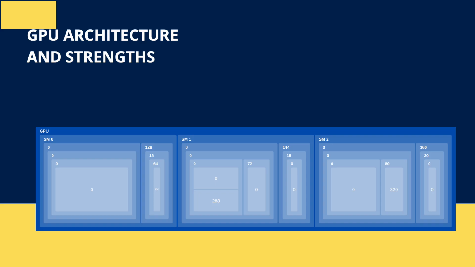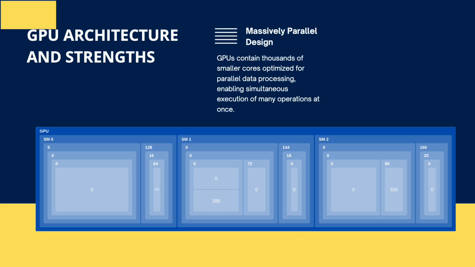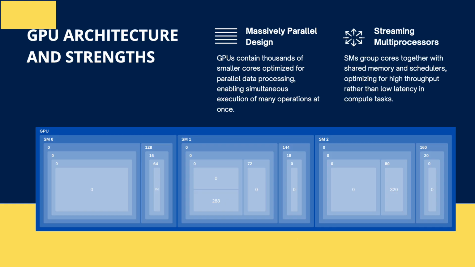Key features of GPU architectures are massive parallel design and streaming multiprocessors. GPUs contain thousands of smaller cores optimized for parallel data processing, enabling simultaneous execution of many operations at once. While on the other hand, streaming multiprocessors or SMs group cores together with shared memory and schedulers, thus optimizing for high throughput rather than low latency in compute tasks.